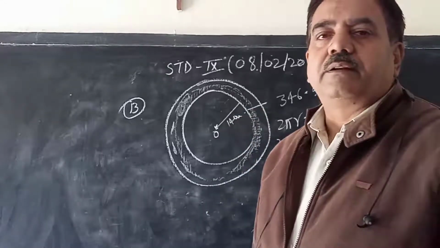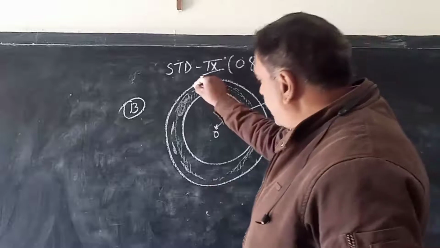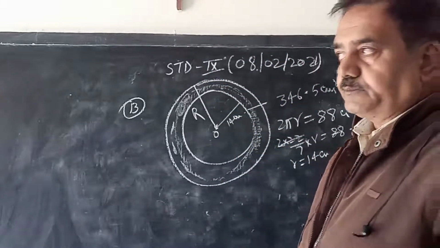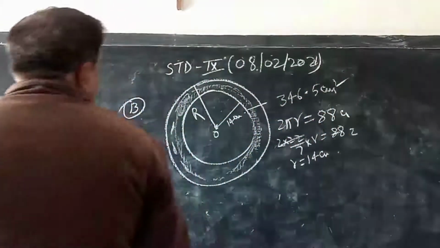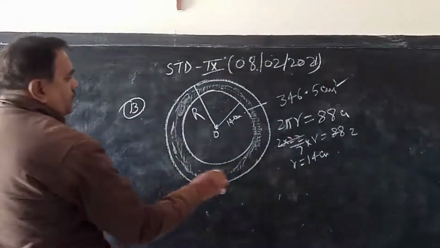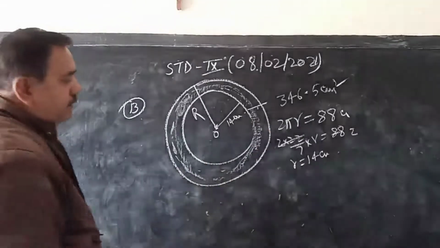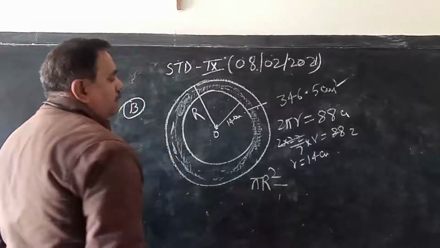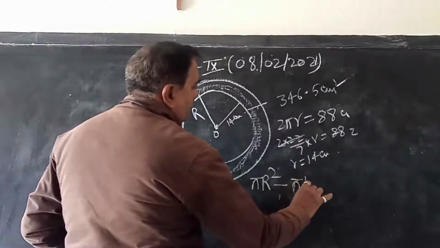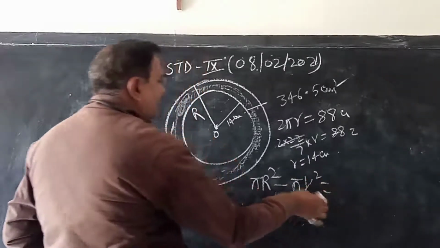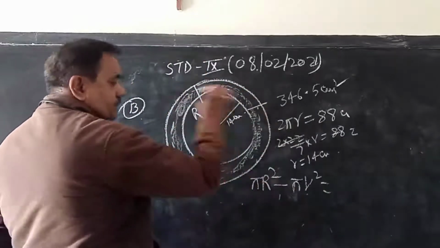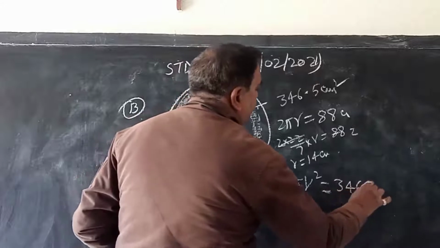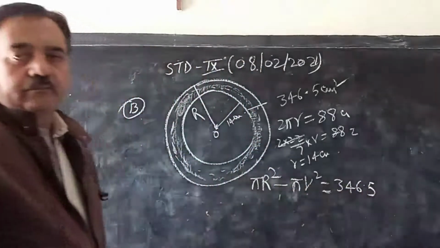Then we have to find the radius of the outer circle, that will be capital R. So how to find it? This area is already given. So pi capital R square minus pi small r square will give the area of this portion, and that is given as 346.5. Right?